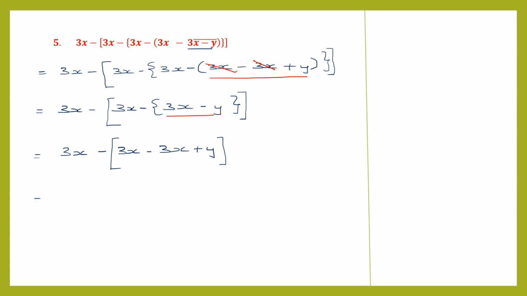So here outside we have 3x minus, now look out for the like terms here, 3x minus 3x. This gets cancelled. 3x minus 3x gets cancelled. We only have y left, and when you open the bracket, see the sign before it's minus. So plus y will now become minus y.